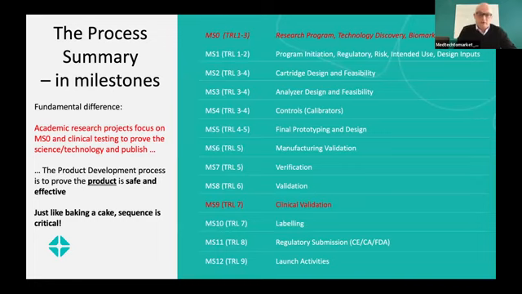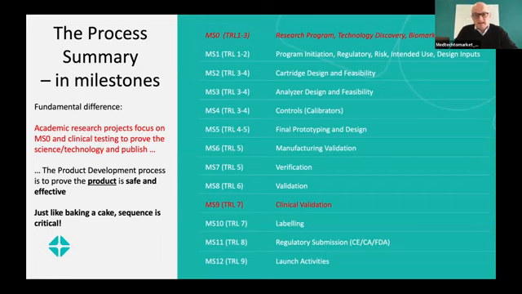Now, in terms of product development, the fundamental difference is that you have to demonstrate that the product is safe and effective, not the technology or the science. And so, again, just like baking a cake, the sequence of this is very critical. So there's a whole load of stages in between which you need to go through in this order to deliver this program.